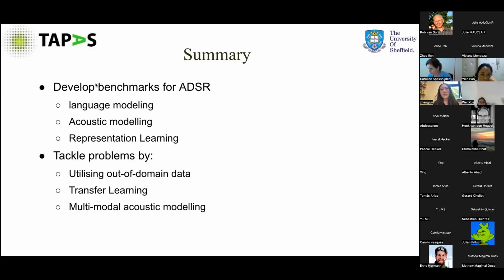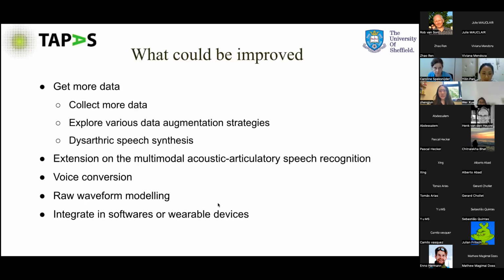The summary is, in my project, I developed a benchmark for automatic dysarthric speech recognition. I have explored different language models, out-of-domain language models, and different acoustic modeling to learn different speech representations. I tackled problems by utilizing out-of-domain data and a transfer learning strategy. Finally, I used this multimodal acoustic modeling architecture.